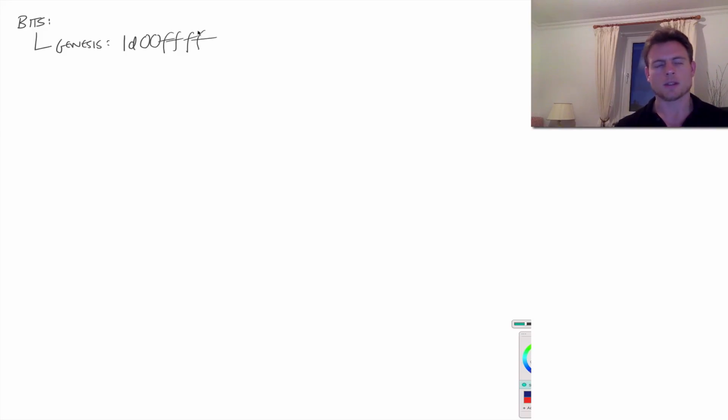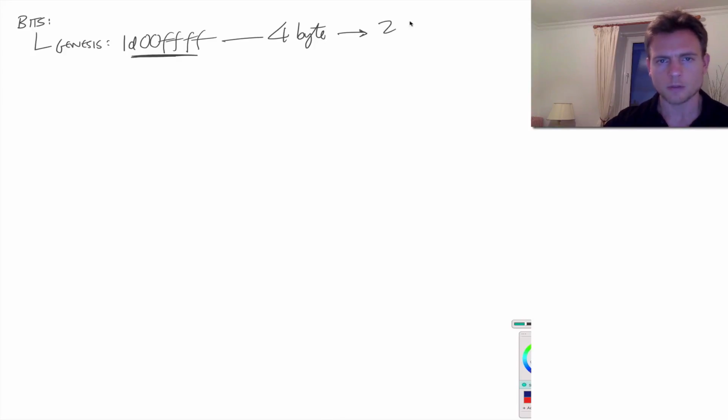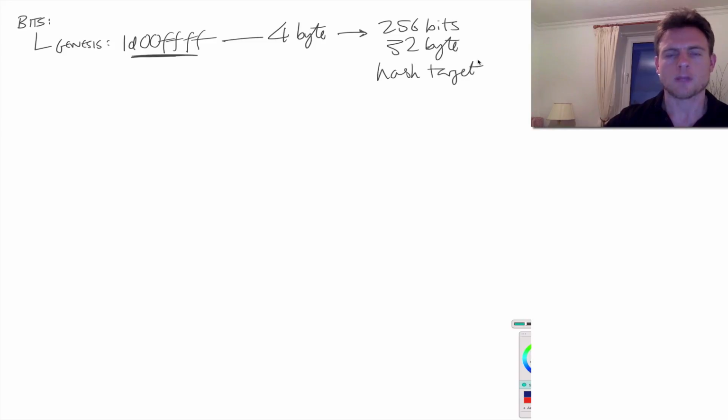So what does that actually mean? How do you convert this, which is basically a four byte number, represented in hex, into a 256 bit or 32 byte hash target? Now the first thing you're probably thinking is, first of all, I cannot, unless there's some truncation involved, represent a 32 byte number in 4 bytes, and that's absolutely correct. And we'll see in a second that the targets are truncated to a certain number of significant figures, and that's the way it works.